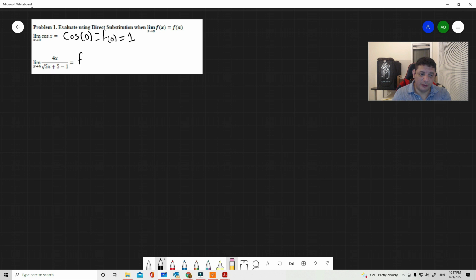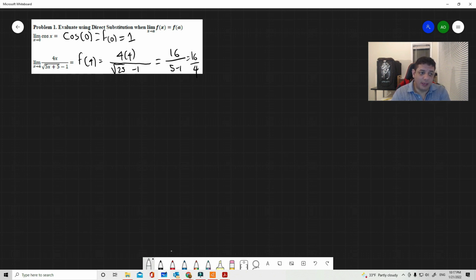We can say this is going to be the same as f of 4, which is 4 times 4 over the square root of 25 minus 1, and that's 16 over 5 minus 1, or 16 over 4, which is 4. So simple enough. There's not a lot to say in this scenario. We don't have discontinuity, so we can just plug directly using the function.